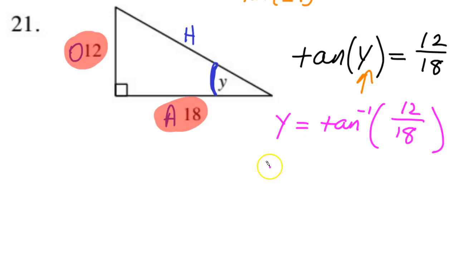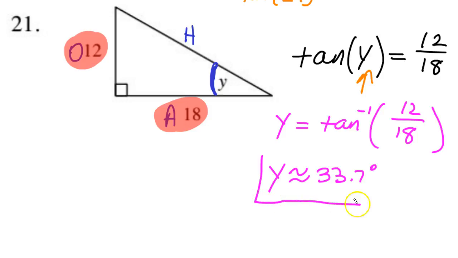So y is equal to, or approximately equal to, 33.7 degrees. Now, very important here that we make sure that we measure that in degrees because y is right here in a corner position, so it must have the degree symbol.